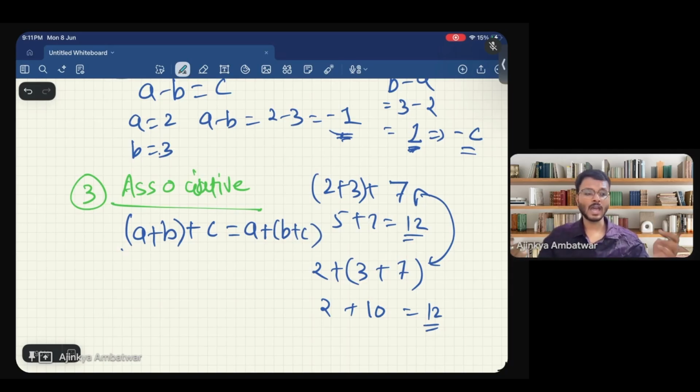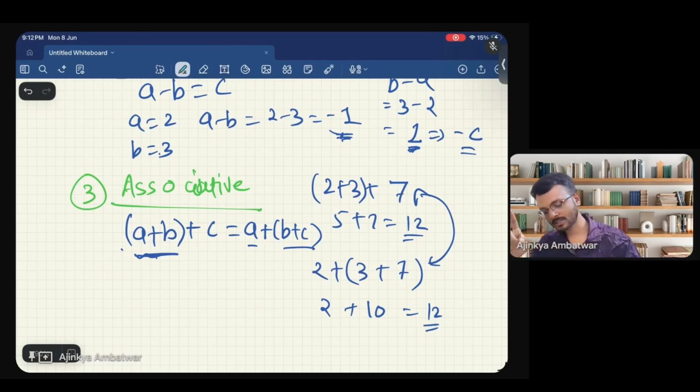मैंने क्या किया है? I have only changed the way I do the addition. I did A plus B first, then I added C. And here I did B plus C first, and then I added A. Both the answers are same. This is called associative property or फिर associative law.